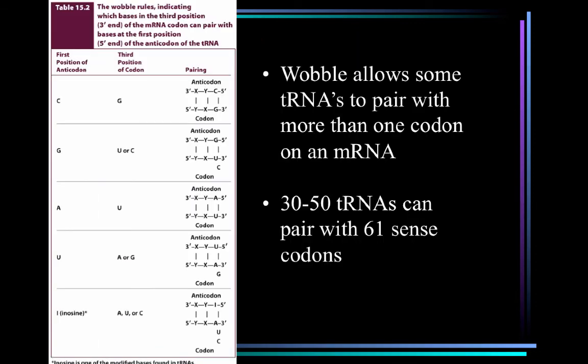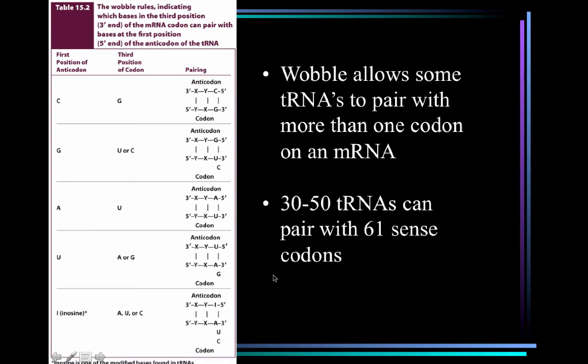So this wobble position allows some transfer RNAs to pair with more than one codon on a messenger RNA strand. We see here that in our first position, we've got C, G, A, and U. And then in our third position, if we're going to have a G, then it's going to pair very specifically with one of these two anticodons and codons. If we've got a C or a U, that's where we get the wobble effect going.